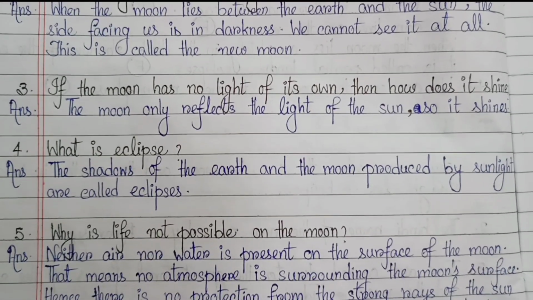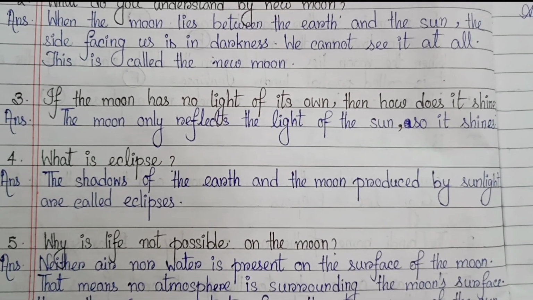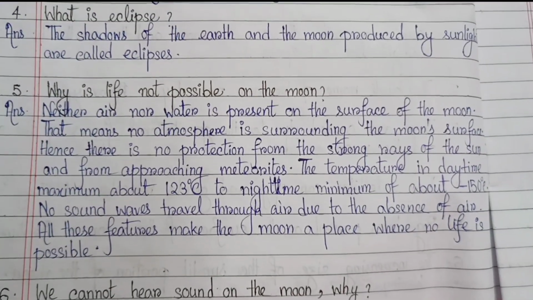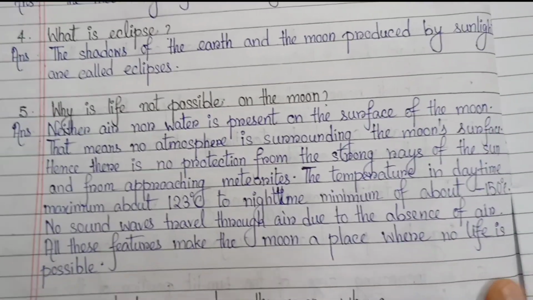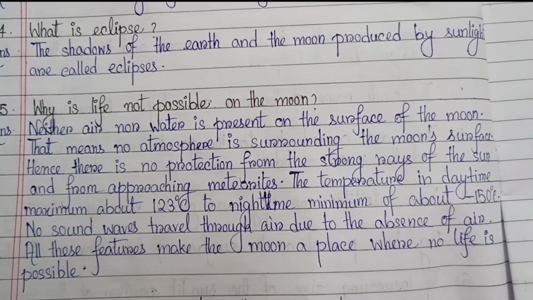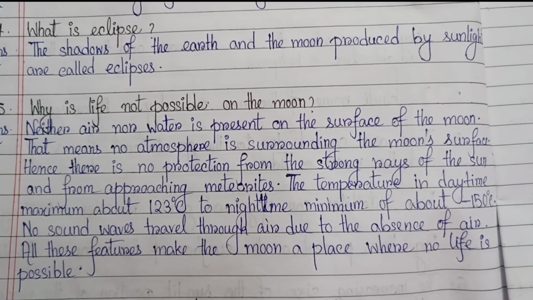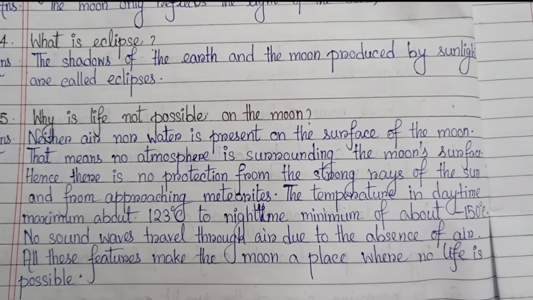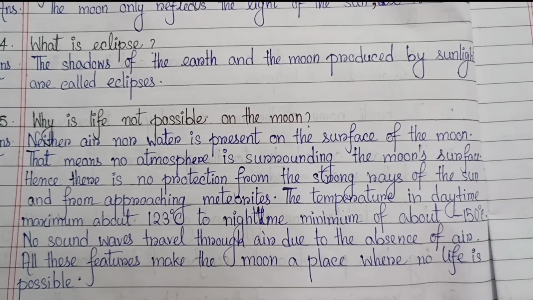Number 4, what is eclipse? The shadows of the earth and the moon produced by sunlight are called eclipses. Number 5, why is life not possible on the moon? Neither air nor water is present on the surface of the moon. That means no atmosphere is surrounding the moon's surface. Hence, there is no protection from the strong rays of the sun and from approaching meteorites.